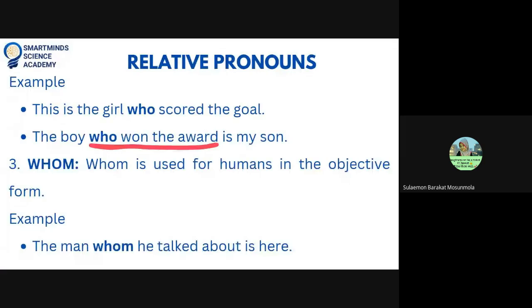Or sometimes when you're crying and somebody tells you, oh, thank you. Yeah, my shoulder. I always have the time for you to lean on whenever I'm sad. If you are sad, you better go and pray and lean on God. If you lean on people and they just shake their shoulder, you are gone. So the boy who won the award is my son. Who won the award is dependent here. Depending on what? The boy is my son.